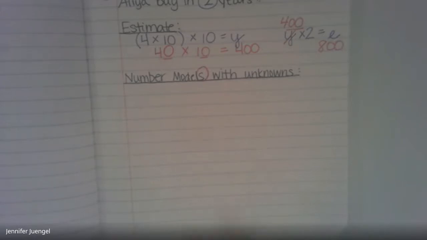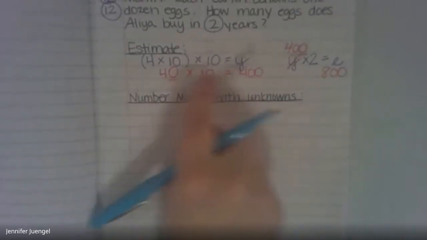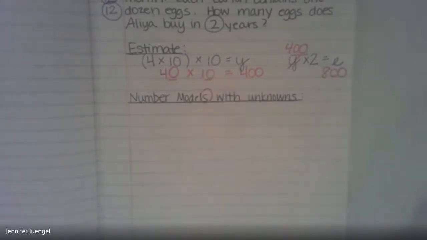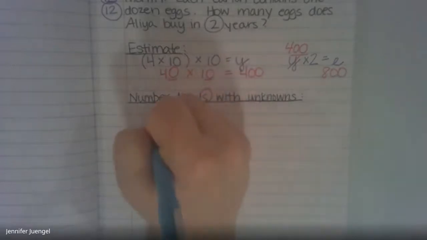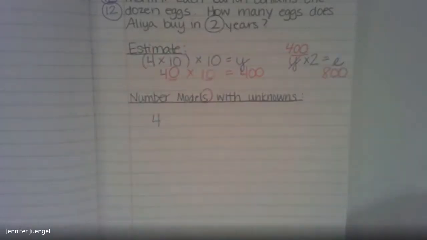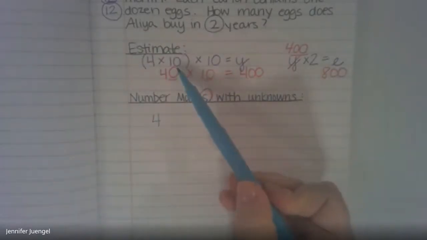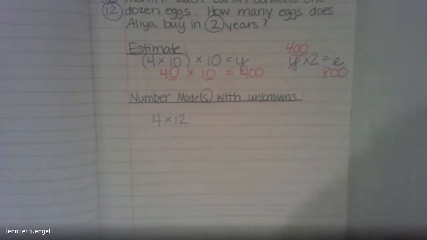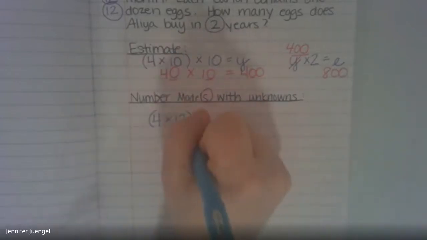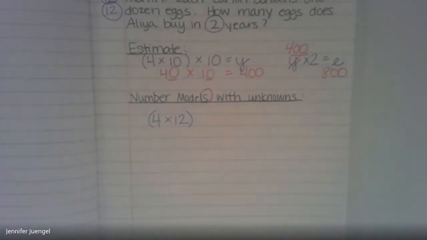Okay, so we want to keep the number models pretty similar to what we did up here in our estimation. We just want to change out those numbers that we rounded to the real numbers. So we kept 4 the same. So I'm going to keep the number 4 right here. But remember, we rounded 10. The real number was actually 12. And so that's going to be our first equation that we're going to have to solve.